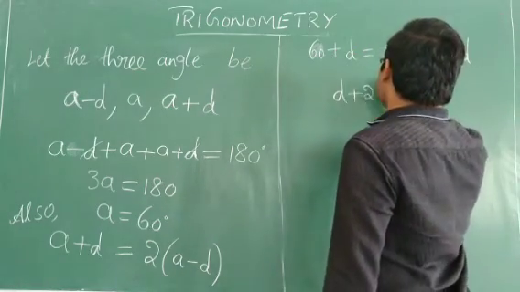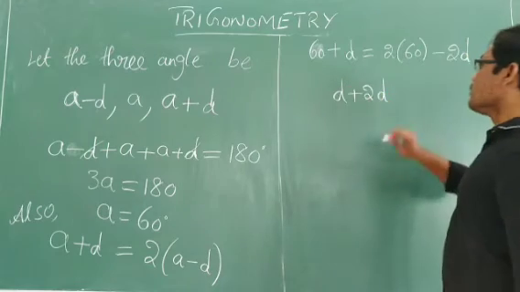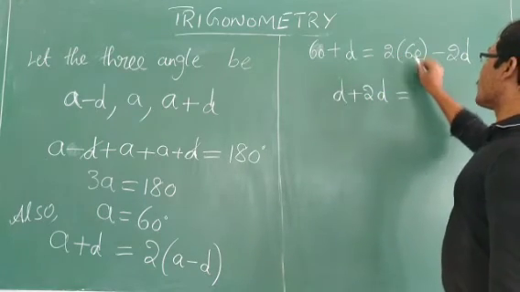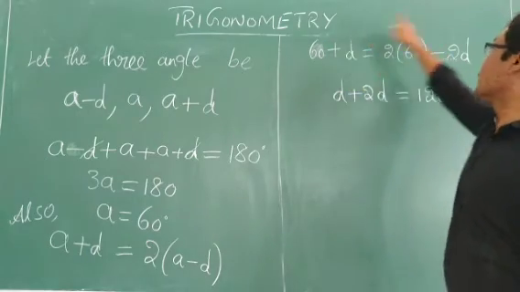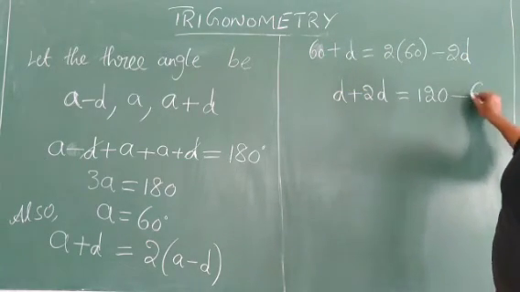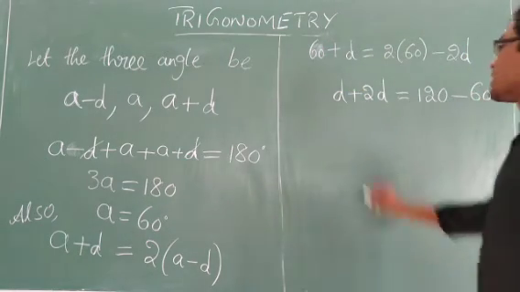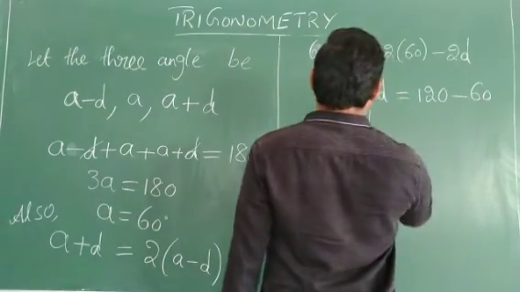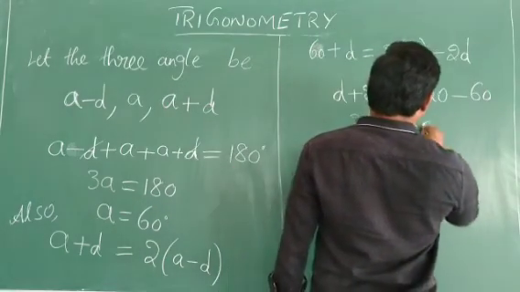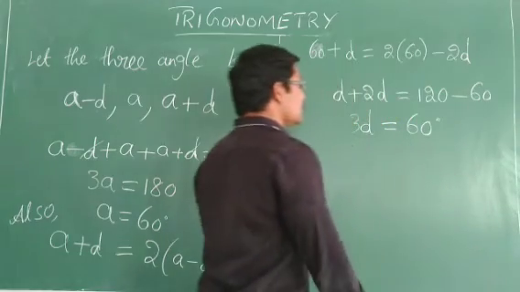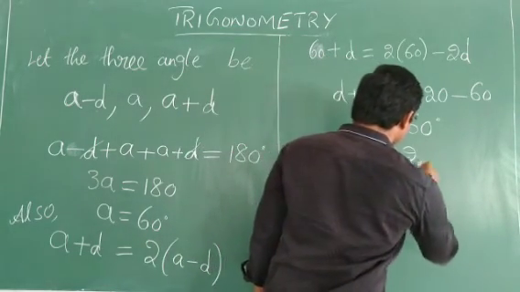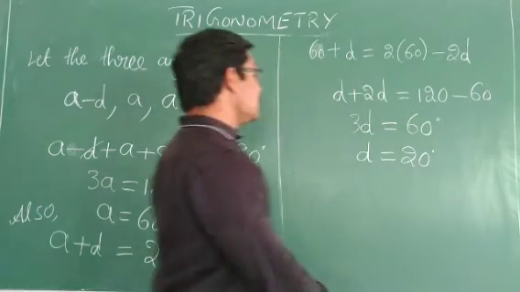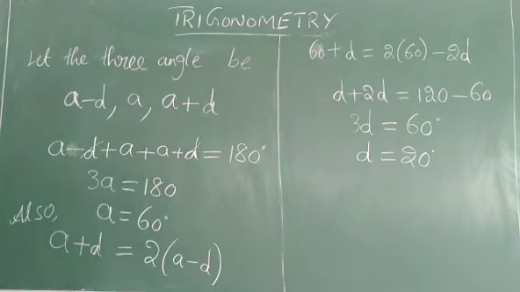So this is plus d, minus 2d, we bring it to the left side, it becomes plus 2d. This is equal to 2 into 60, 120. This 60 we can write on the right side as minus 60. So 3d is equal to 60 degrees. Then d is equal to 20 degrees.